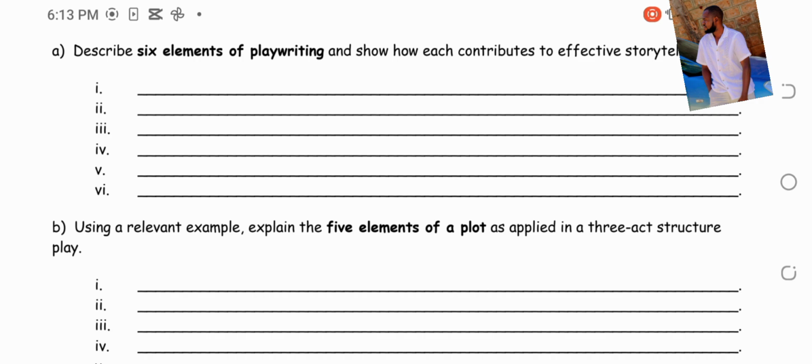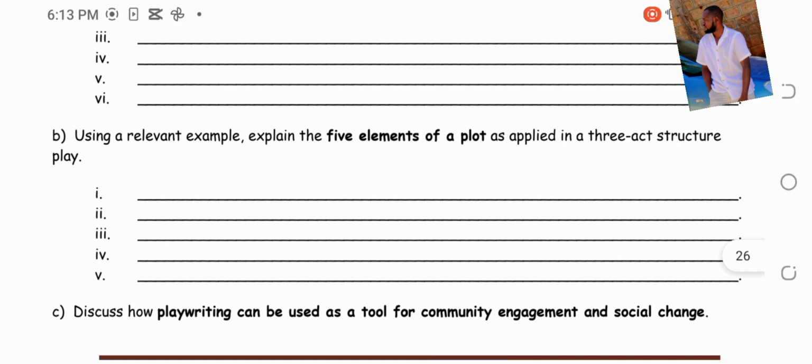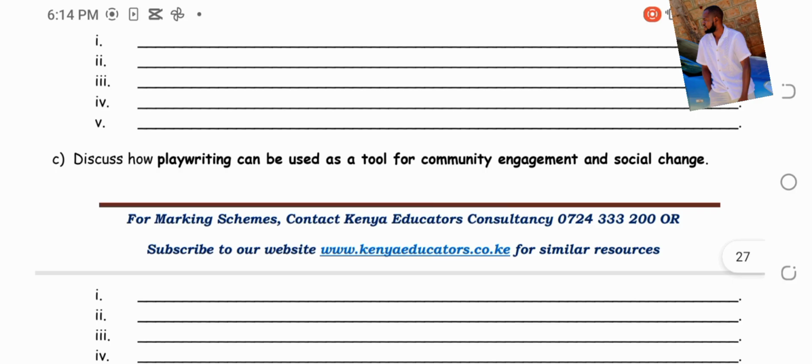Plot, we say using relevant example, explain the 5 elements of a plot. Elements of a plot, we can have exposition, we can have rising and falling action, then we can have climax, then we can also have resolution. Number 10C, it says, discuss how playwriting can be used as a tool for community engagement and social change. We say playwriting educates community, raises awareness, encourages discussion, then also promotes positive behaviors.